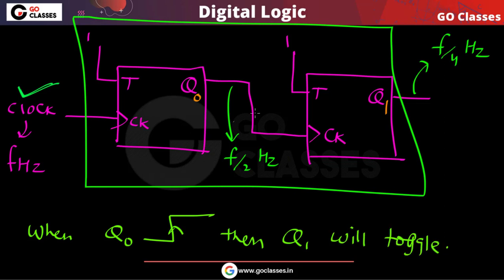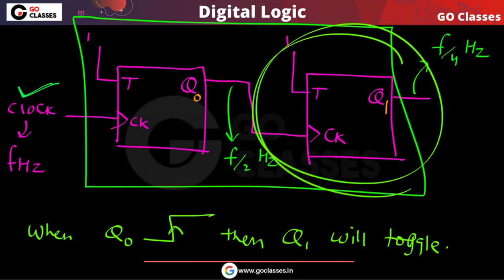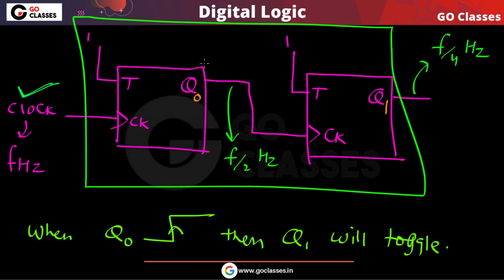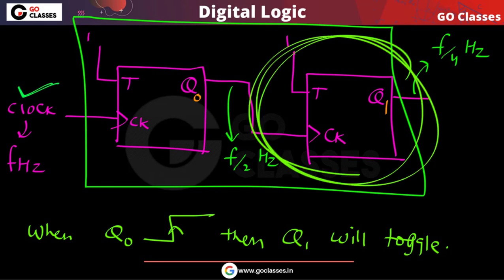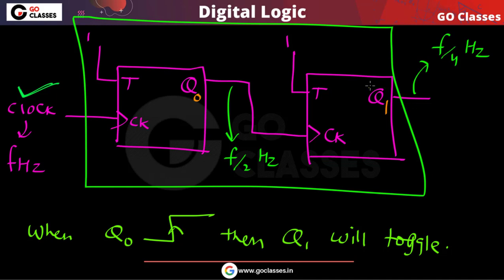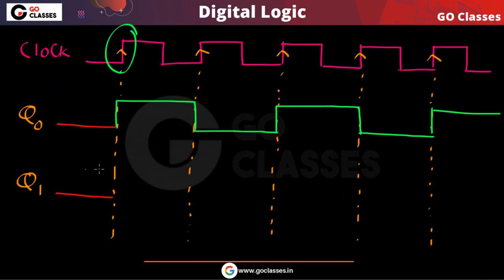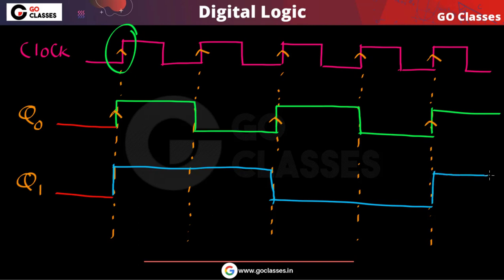This is the simple point: for this flip-flop, the clock is this q0 output. Because this is a positive edge triggered flip-flop, when q0 goes from 0 to 1, q1 will toggle. You can notice q0 going from 0 to 1 here, here, and here. So q1 will toggle here, then here, then here, and so on.